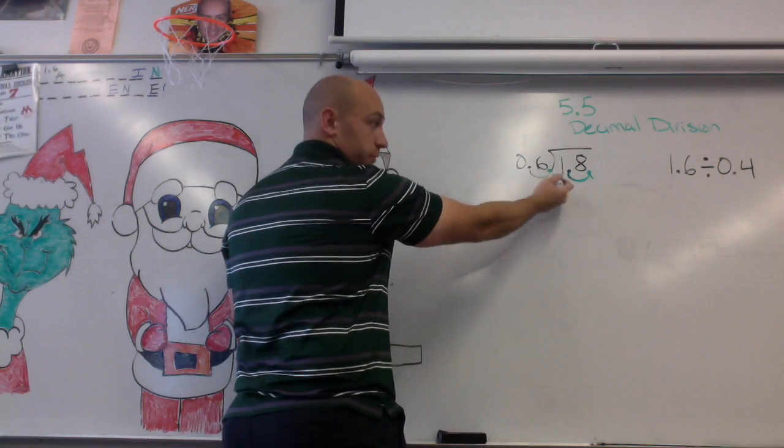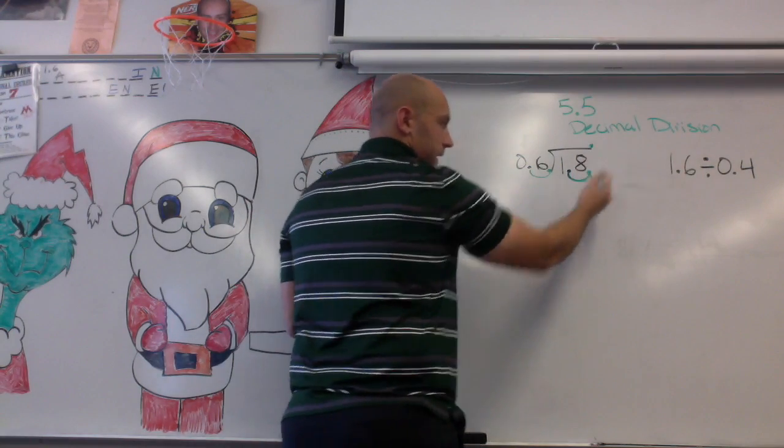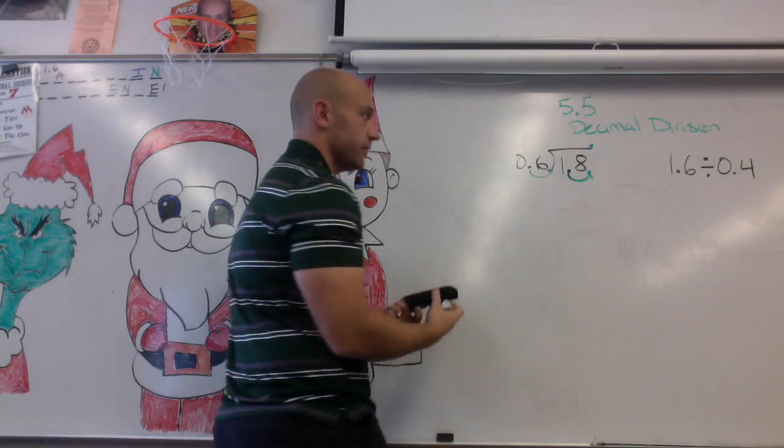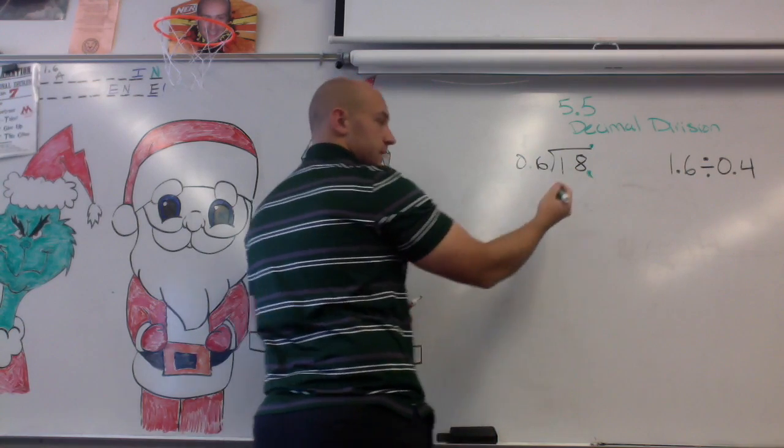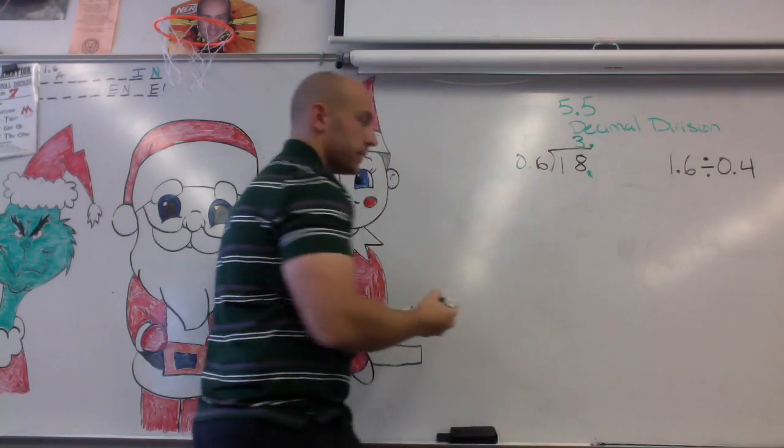So the first thing you're going to do is move your decimal and then just bring it straight up, and now you're going to divide. So now you just have 18 divided by 6, which is 3.